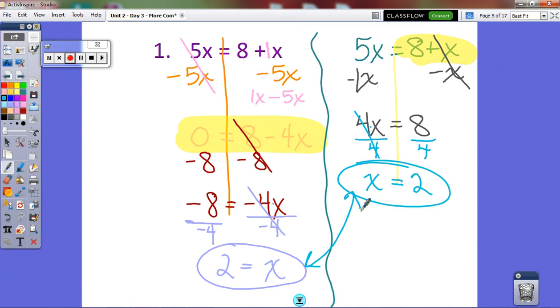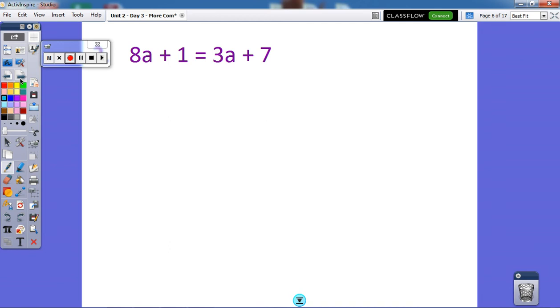Okay, let's look at number 2. Hey guys, as I switch to number 2, if you didn't get that, or if you're confused, you can rewind that part and watch it again. There's no harm in that. Okay, so number 2, copy it down on your paper, says 8a plus 1 equals 3a plus 7.